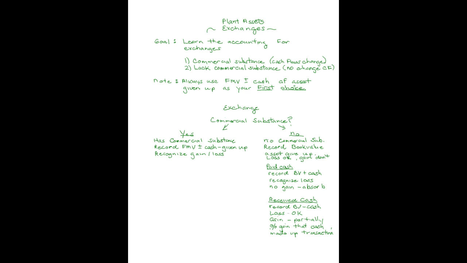Your author illustrates this in an example in the book, but then doesn't offer any homework on it. So we'll recognize that if you have no commercial substance and you receive cash, a loss is okay to recognize in full, and a gain would be recognized in proportion to the amount the cash represented of the transaction, but it won't be tested on where you calculate things, and it won't be in your homework.